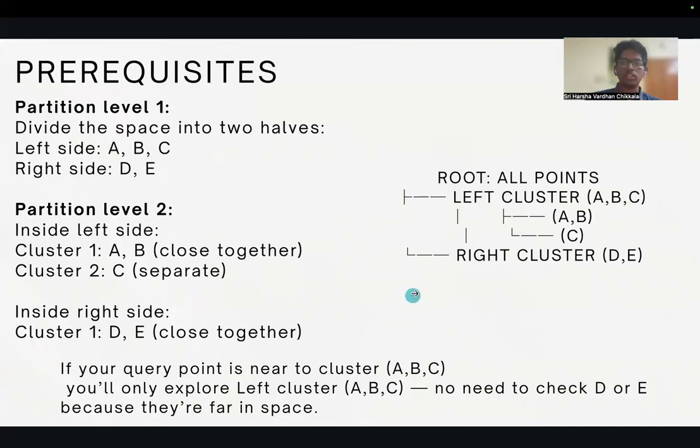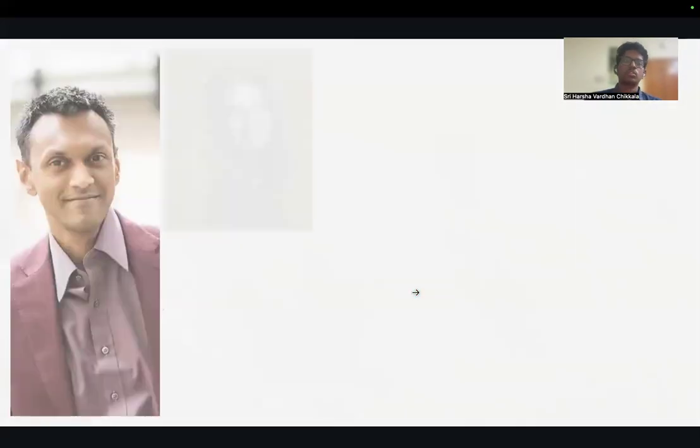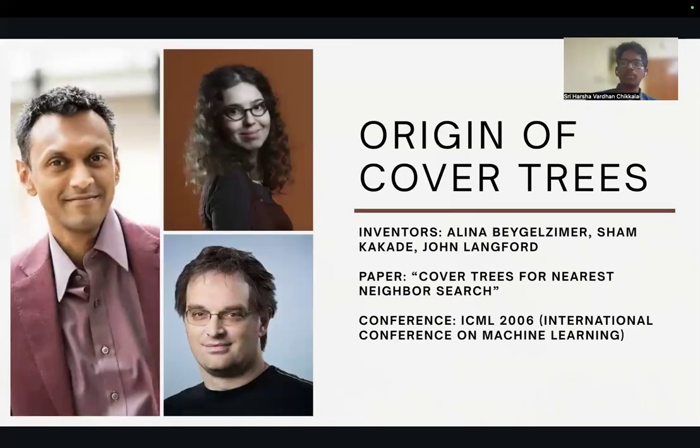Now let's move to the next point. Finally, we have completed the prerequisites, and we are into the next part, where we try to understand the origins of the cover tree.